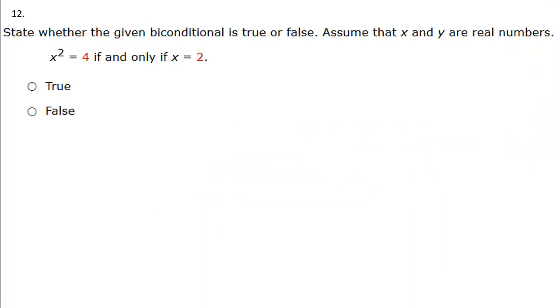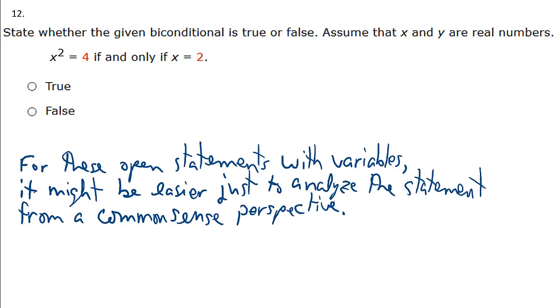Number 12. State whether the given biconditional is true or false. Assume that x and y are real numbers. And the statement is x squared is equal to 4 if and only if x is equal to 2. As I said in an earlier problem, for statements like this, these open statements with variables, it's probably easier just to analyze a statement from a common sense viewpoint rather than try to shoehorn them into the rules that we've used before. At least in my opinion it is.